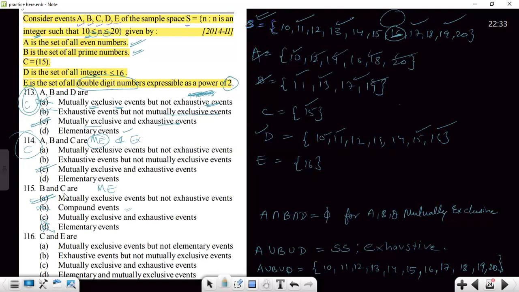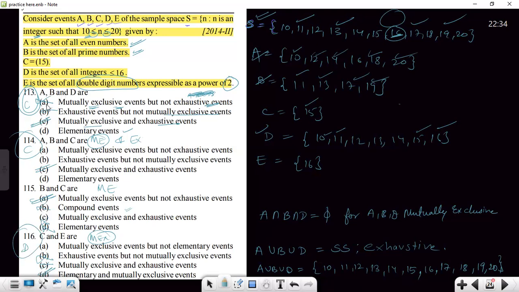Option A, sir. See, there is nothing common in them, so they are mutually exclusive for sure. About them, are they exhaustive events? No, definitely they are not exhaustive. So option B is ruled out, and option C is also ruled out. Mutually exclusive, yes, they are. Are they elementary events, C and D? Yes, they are. So D is the correct answer.